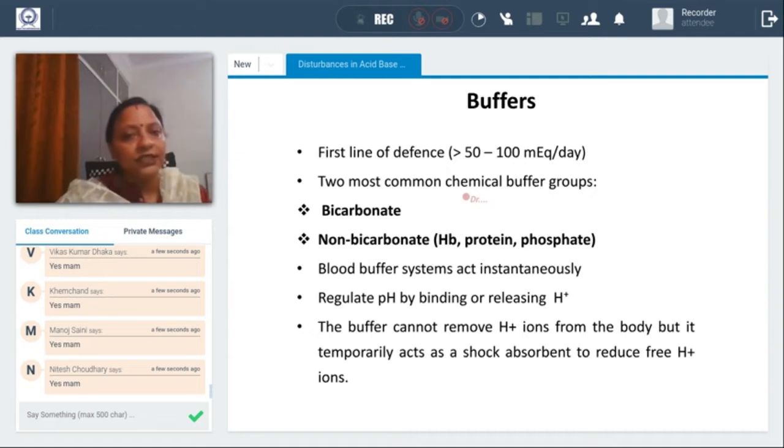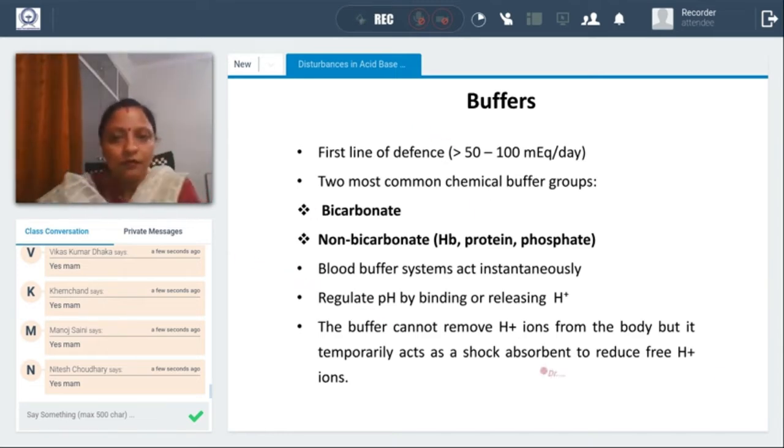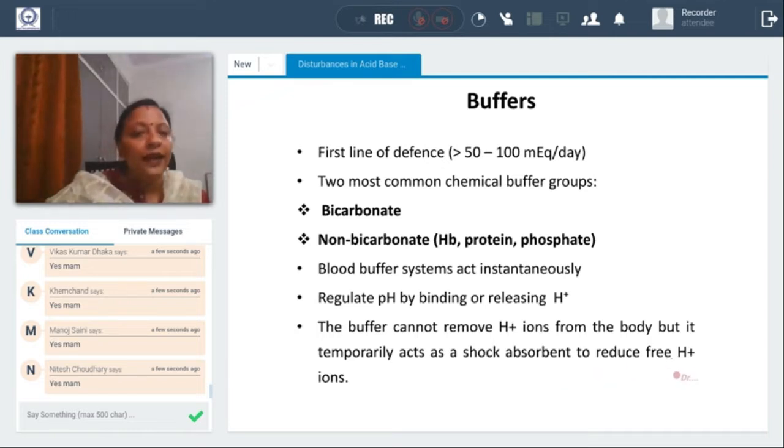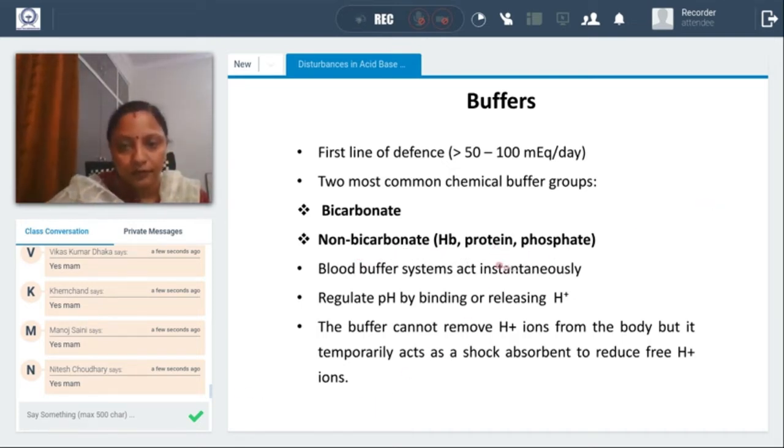The blood buffer system acts instantly, regulating pH by binding or releasing H plus, as I told earlier. The buffer cannot remove H plus ions from the body, but it temporarily acts as a shock absorber to reduce free H plus ions. Buffers are of two types, bicarbonate and non-bicarbonate, which includes hemoglobin, proteins and phosphates.